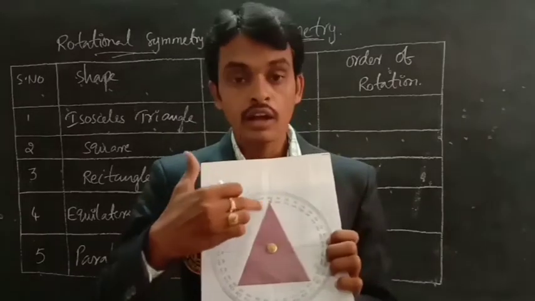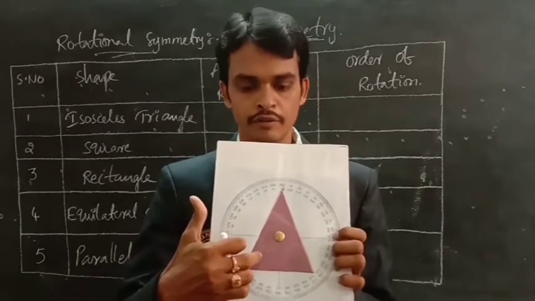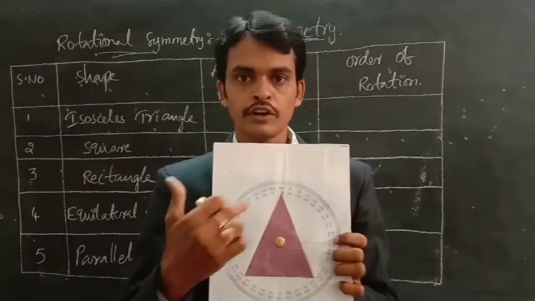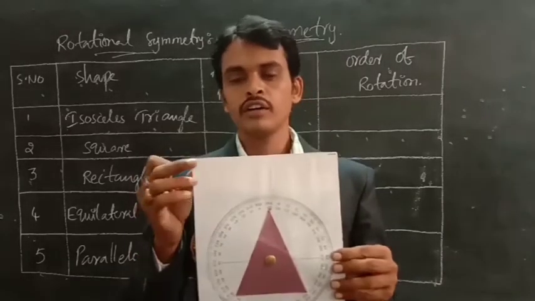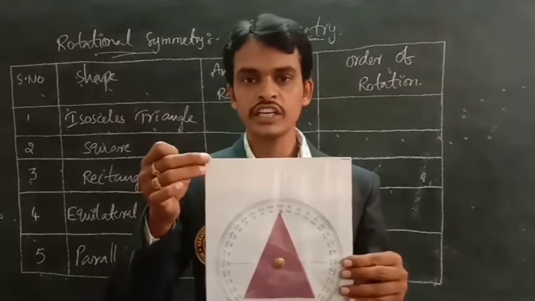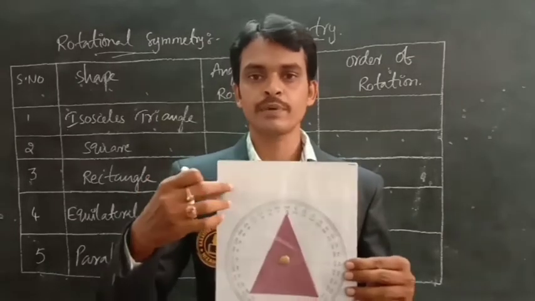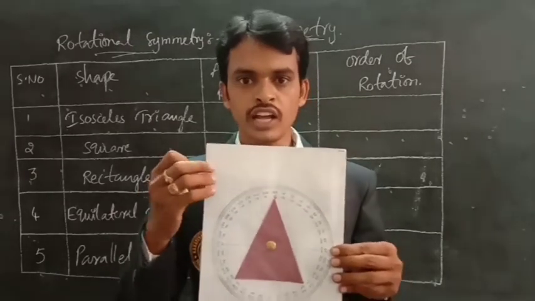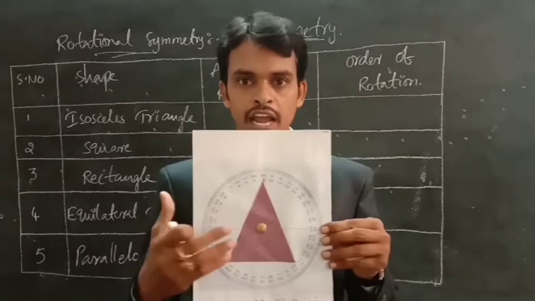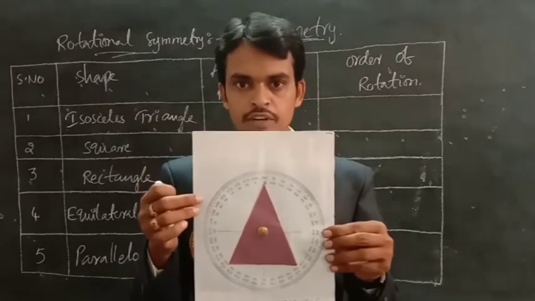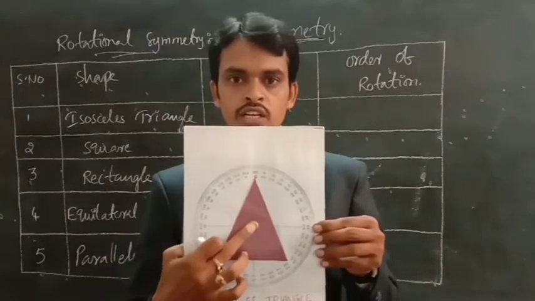Cut out an isosceles triangle using a colour chart, and paste it on a printout of a full protractor of 360 degrees on a cardboard sheet or thick paper. Using a transparent sheet, we draw the same isosceles triangle, and we hold the transparent sheet on the chart of the full protractor using a pin.